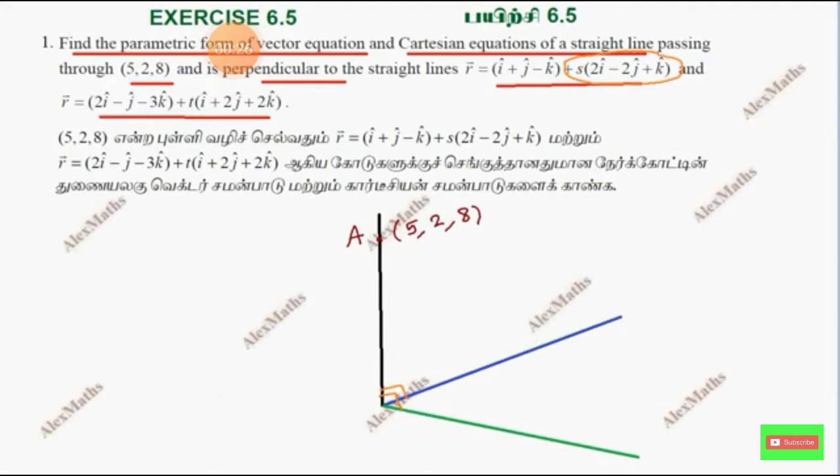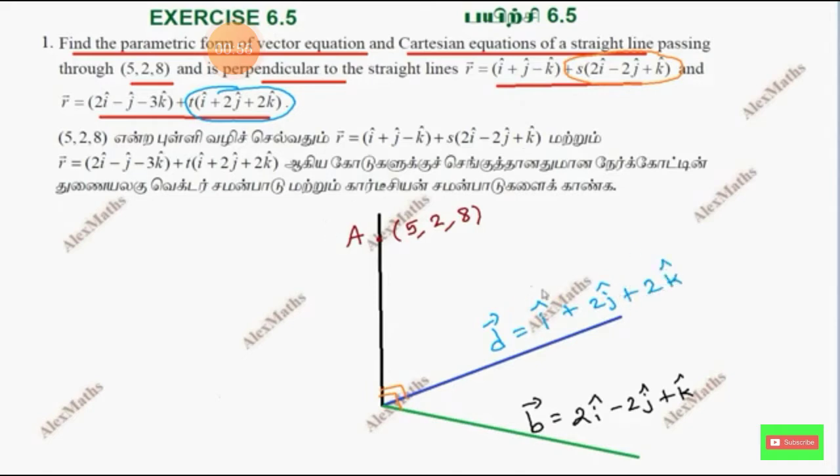So now first we consider the one line passing through the point (5, 2, 8). Next we take the b vector. You know that r vector equals a vector plus λ b vector. So b vector is 2i vector minus 2j vector plus k vector. Next, in this equation, d vector is i vector plus 2j vector plus 2k vector. Okay, a vector, b vector, d vector.